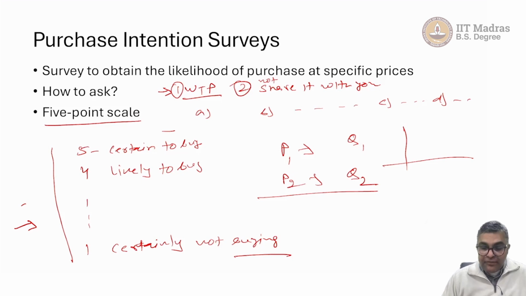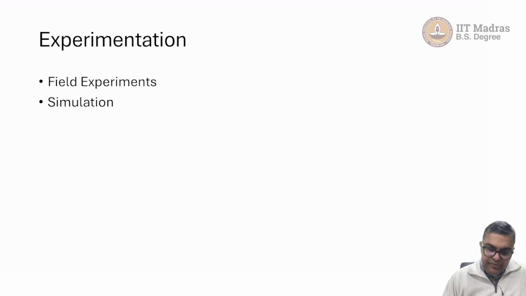Why should you be careful about it? Because it is mired with so many problems: potential customers tend to overstate and they don't give the right information. Let us move to the next technique, that is experimentation, to conduct experiments. Now there are two kinds of experiment we can talk about. One is field experiment and second is simulation.